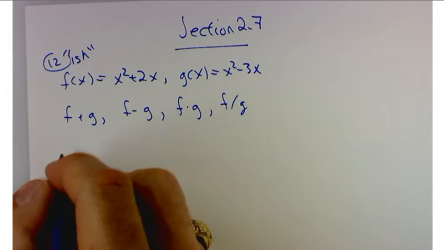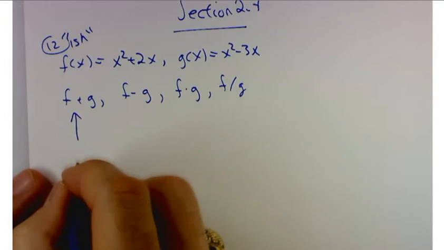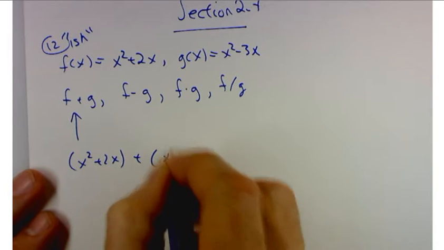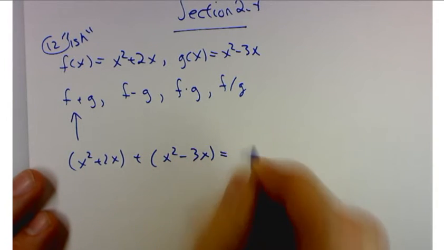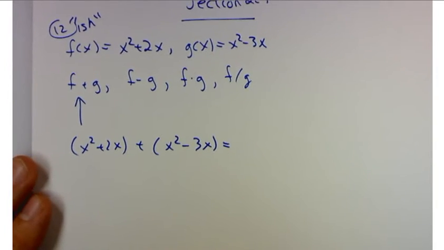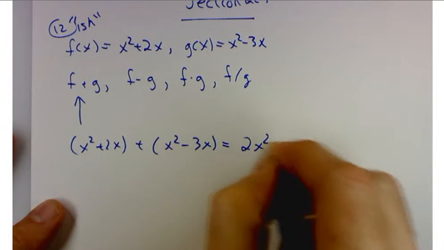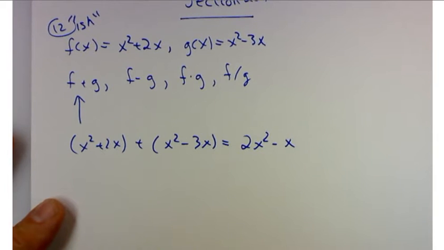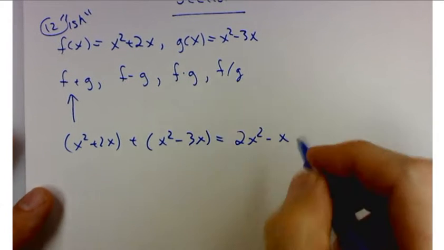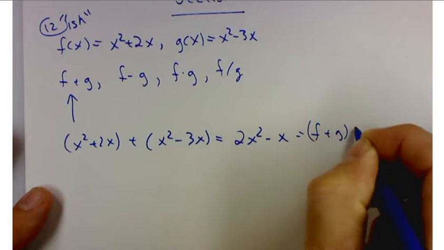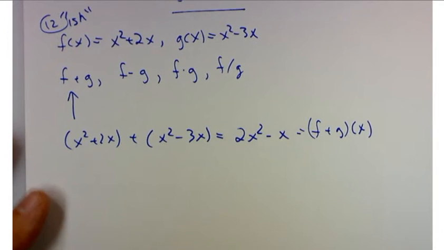So f plus g, the first one would be x squared plus 2x plus x squared minus 3x. And basically what that's going to ask you to do is add up the like terms. So I'll get 2x squared minus x for f of x plus g of x. f plus g of x will be another notation for that.